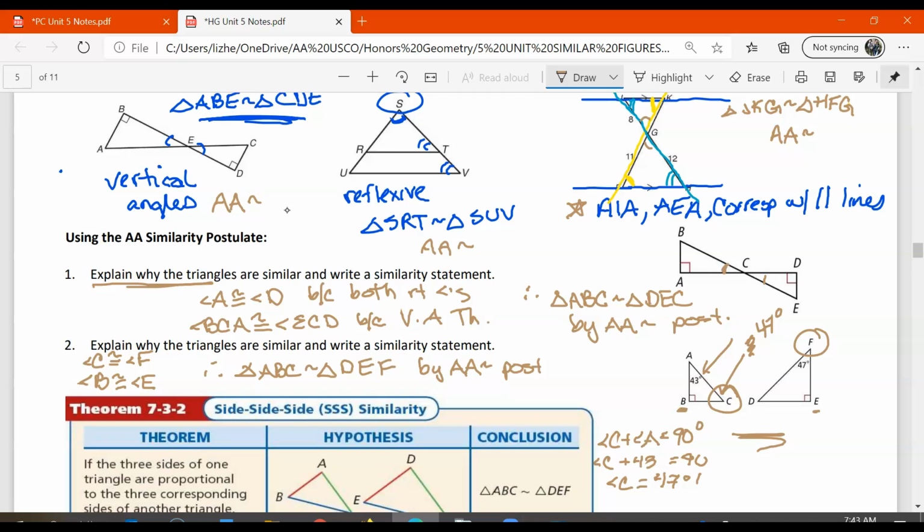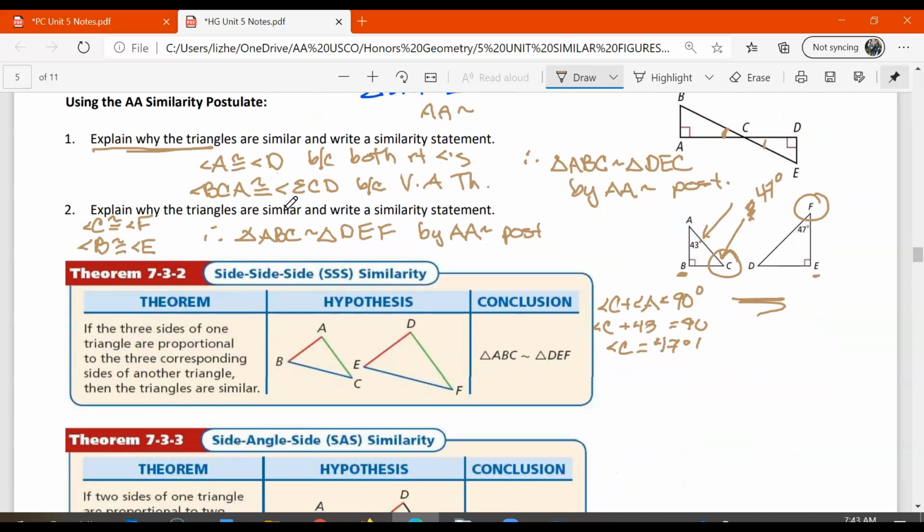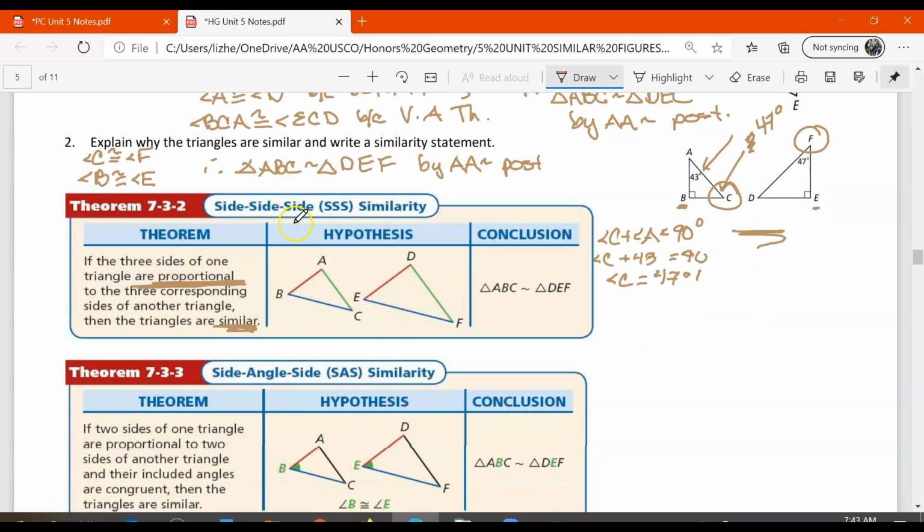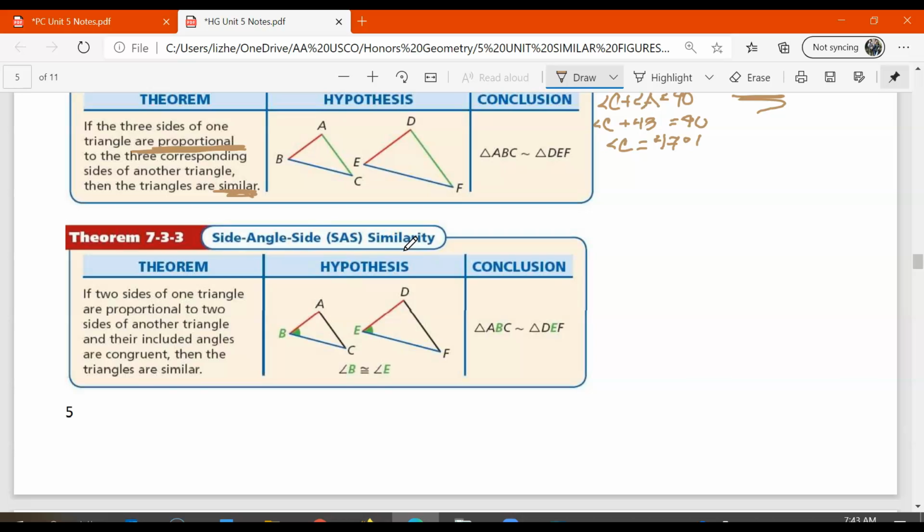Okay. Another similarity postulate is side, side, side. If the three sides of one triangle are proportional, not congruent, to the three corresponding sides of another triangle, then the triangles are similar. So we're looking for proportionality here, not congruence for our sides. And then the last one is SAS. Remember, we're going to write this SAS with the little similar sign, and we're going to write this one SSS with the similar sign every time with that sign.